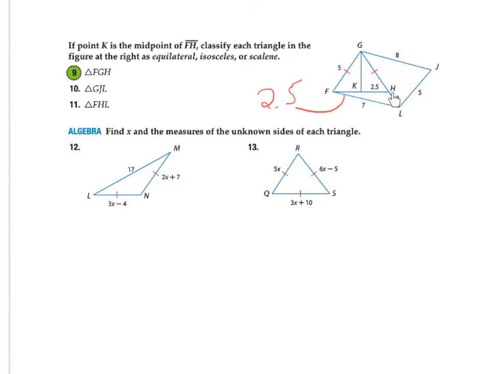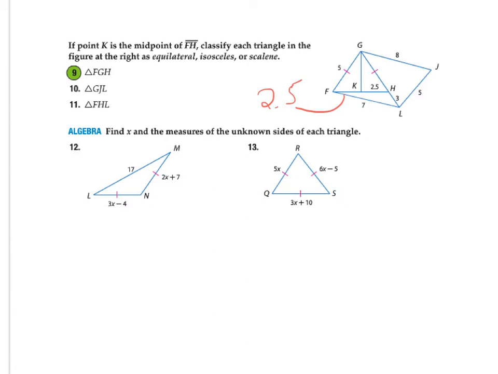Let's look at GJL. GJL is right here. It has a side of 8, and a side of 5 and 3, which is 8, so it has two sides of 8 and a side of 5. Therefore, it has two equal sides and one non-equal side. It is isosceles. And the third triangle, FHL, has a side of 5, a side of 3, and a side of 7, so therefore it is scalene.